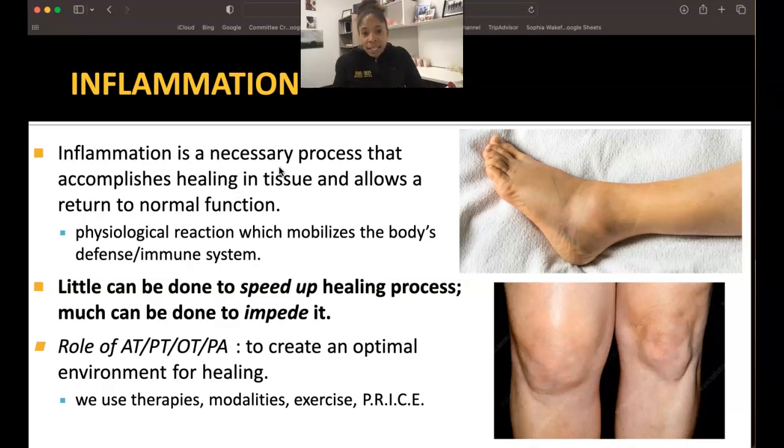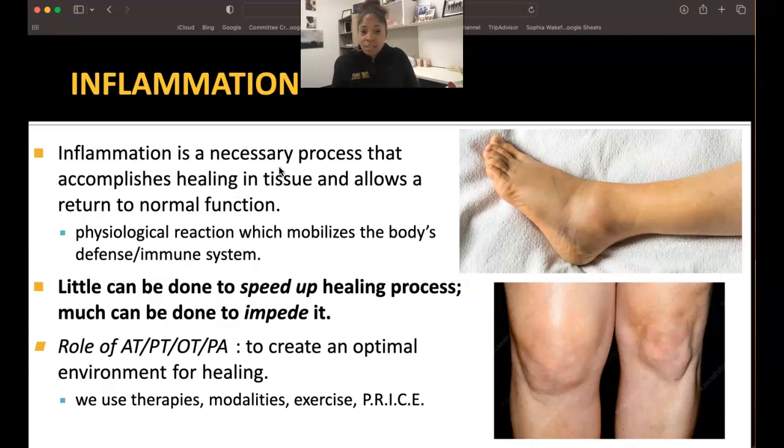And so what does that look like from a healthcare professional standpoint? If you're an athletic trainer or a physical therapist, even an occupational therapist, your role is going to be to come alongside that patient to evaluate the injury, to maybe apply different modalities such as ice or massage or electrical stimulation to help reduce some of the signs and symptoms that are associated with the inflammatory response, right?